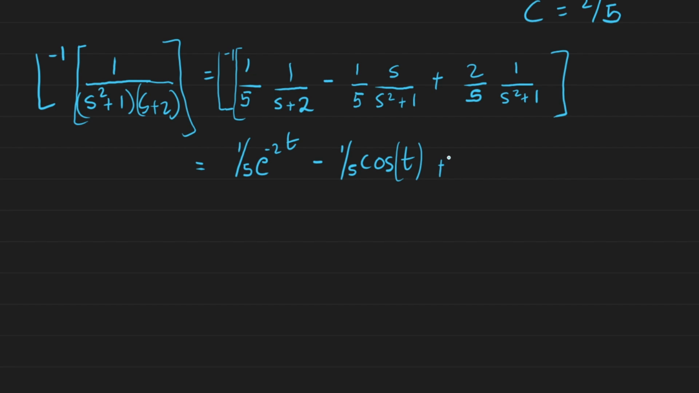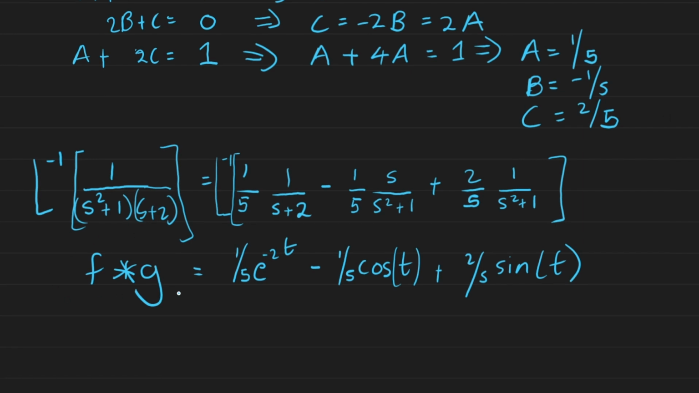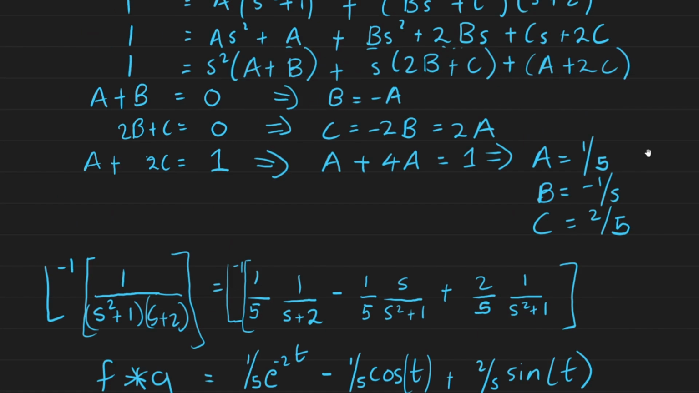And then we have 1 over s squared plus 1. Sorry, that was s over s squared plus 1. So this is 1 over s squared plus 1. And that is just sine t. So we have plus 2 over 5 sine of t. So this is the convolution. So this illustrates the procedure of how we can use this convolution theorem to get what the convolution is just by applying these Laplace transforms in this manner.